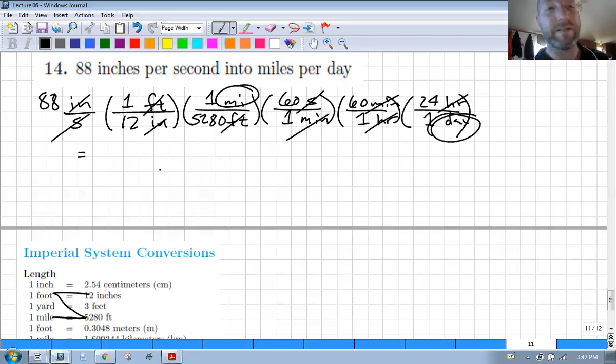So we multiply this all out. We have an 88 times 60 times 60 times 24. Now divide by 12 and divide by 5280. We get 120 miles per day.